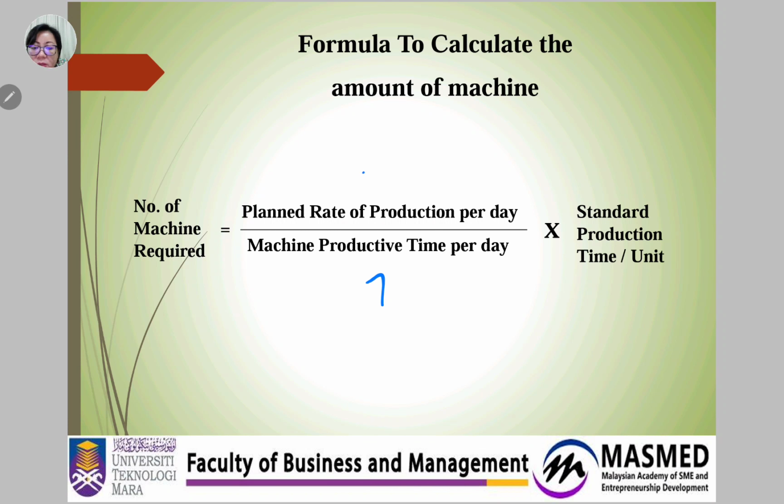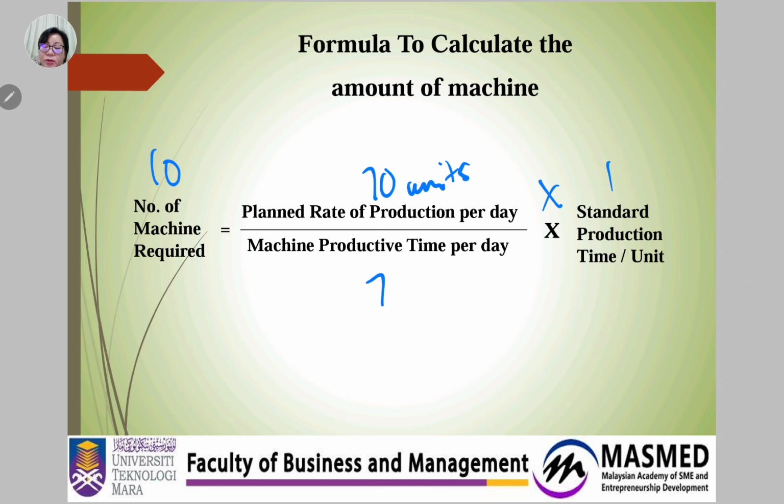Your planned rate of production per day would be 70 units of cakes, and this will have to be multiplied by the standard production time per unit of cakes, assuming that in 1 hour you are able to produce about 1 unit of cakes. So assuming 70 divided by 7, you need about 10 ovens. You need about 10 ovens.